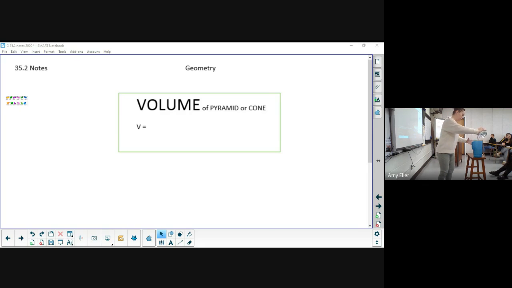So if we know how to find the volume of a prism, we've learned that, right? We've taken a quiz on that. What would I do with this if I know how to find this to get the volume of the pyramid? Divide by 3. There we go. So we are ready for our formula and we're ready to get started.